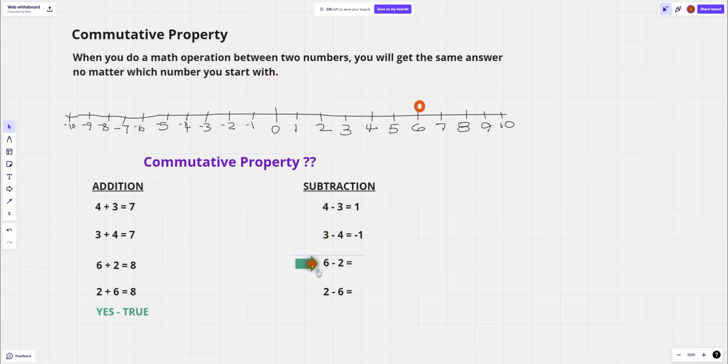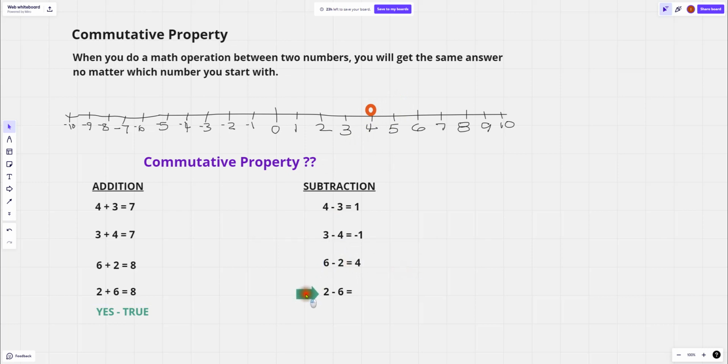What about when we use 6 and 2 and we subtract them? Does it matter which number I start with? Will I get the same answer or a different answer? So we're going to do 6 minus 2. We're going to start with the number 6 and we're going to go to the left 2 places. Ready? 6, and then we're going to go 2 places to the left. 1, 2. So we end up at number 4. So 6 minus 2 is 4.